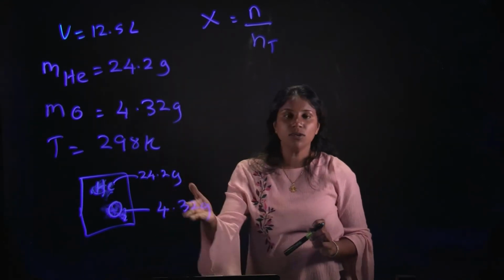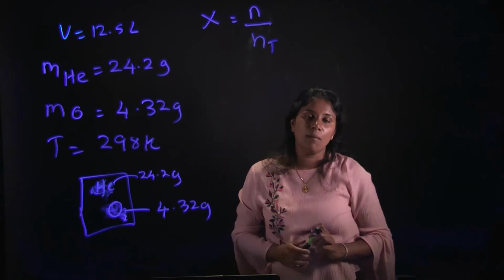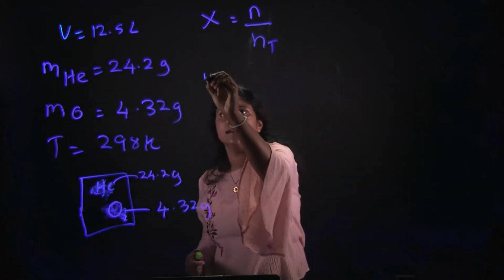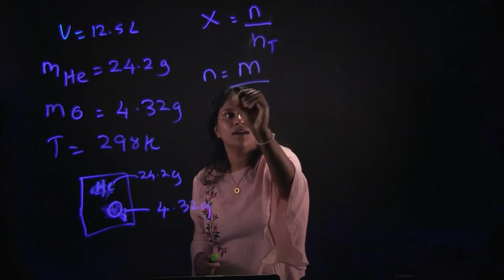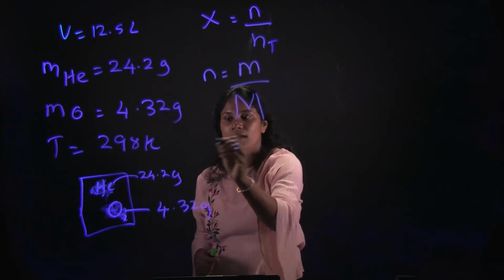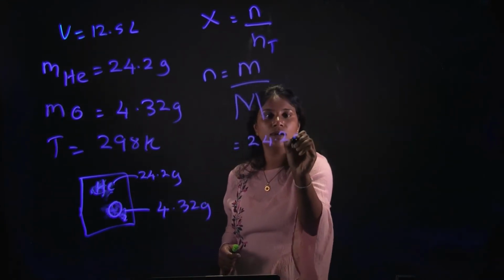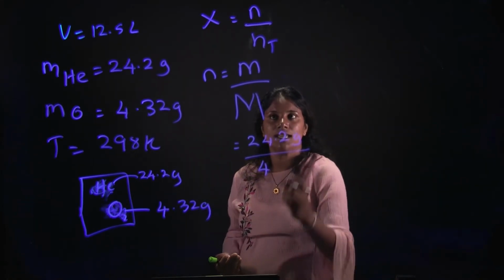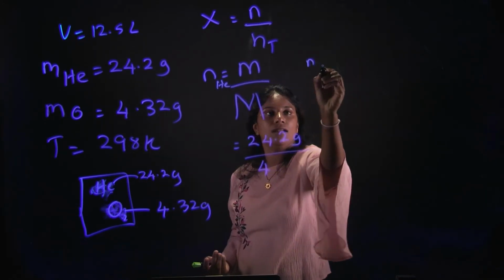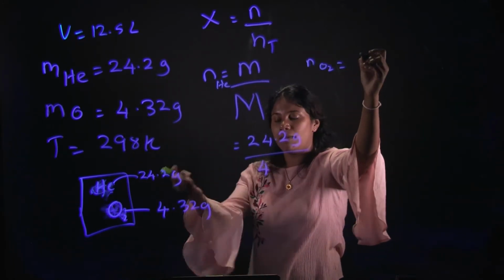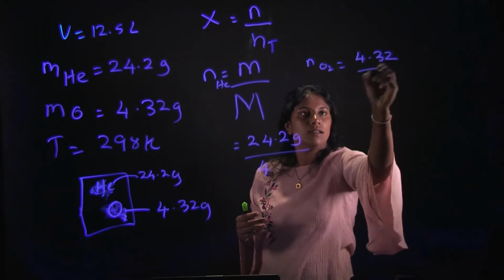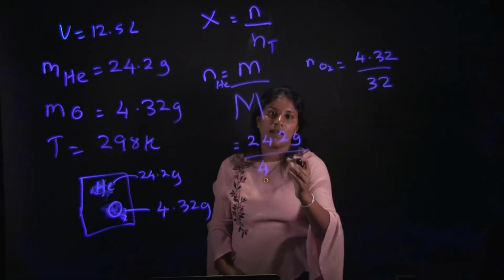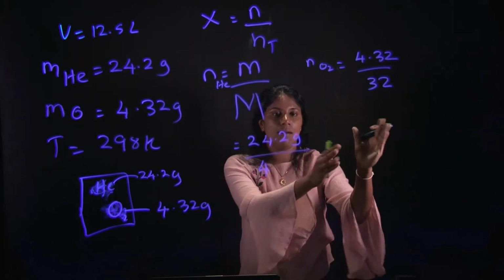Since you know the mass of helium, can you find the number of moles of helium? How to find the number of moles if you know the mass? Always number of moles is given mass divided by molar mass. So given mass here is 24.2 gram, helium is 4. In that way you can find N helium, and N oxygen is, again, mass 4.32 divided by oxygen O2, it is gas, 32. In this way you can find the number of moles of helium and of oxygen.